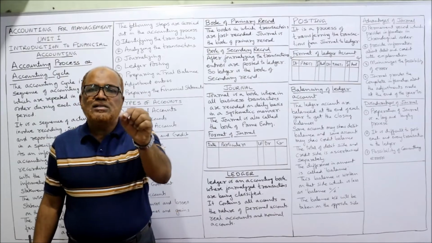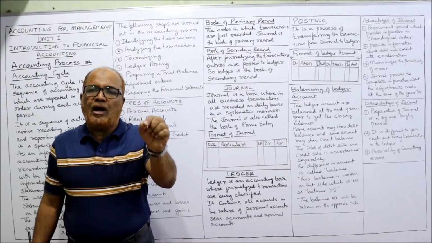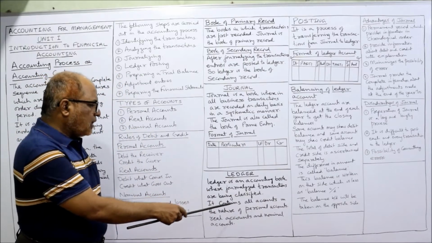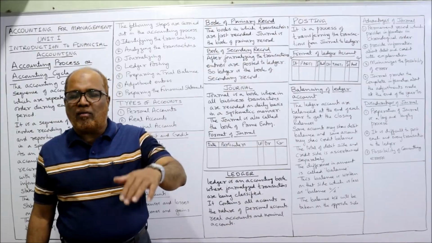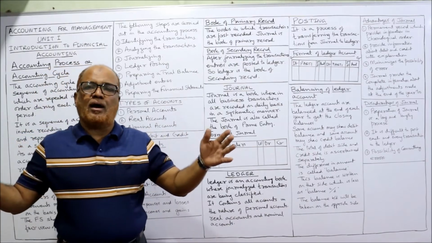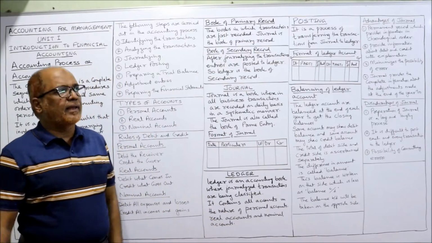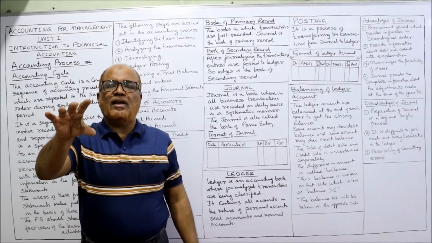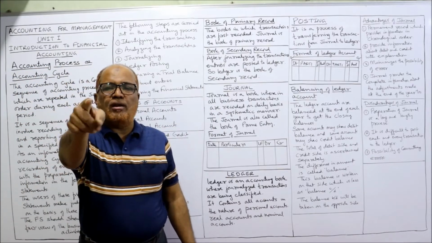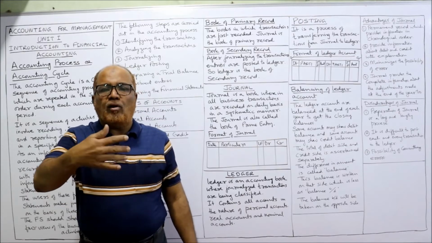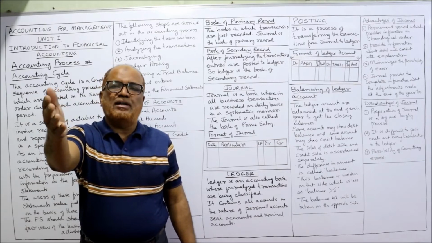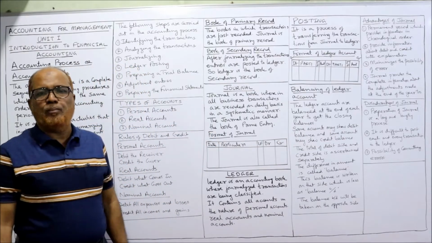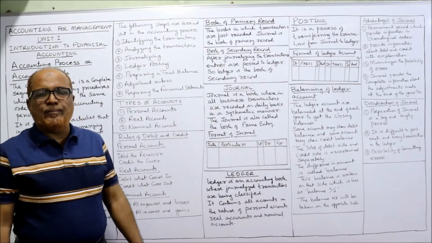So ledger is a book in which all accounts are opened. So it contains all the accounts in the nature of personal account, real account, nominal account. All accounts are opened in ledger. Posting. It is the process of transferring the transactions from journal to ledger. So periodically all the transactions will be taken from journal and posted to the ledger accounts. That is called posting.